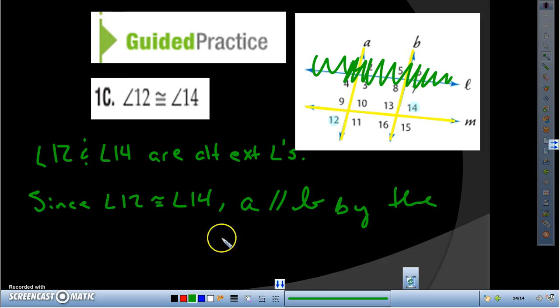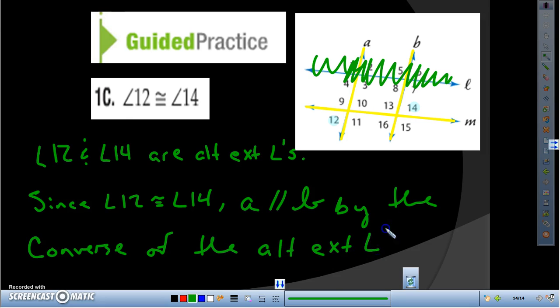And what did I use to make my claim? I used the converse of the alternate exterior angles theorem. Define the relationship, then use that statement along with your given information to tell me what lines are parallel, and then justify it with a theorem.